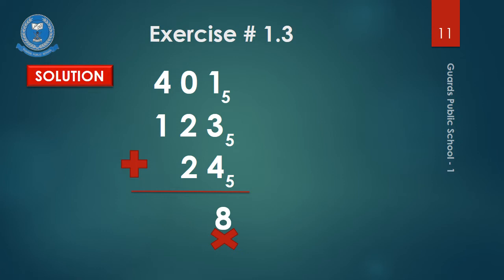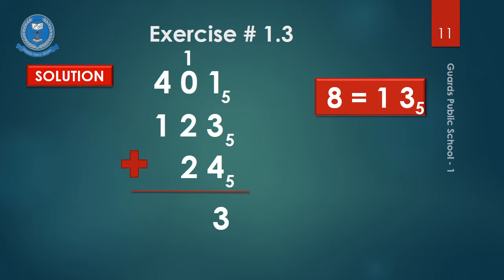Only 0 till 4. Therefore, it is incorrect. We cannot write 8 here. This 8 is equal to what? In base 5, 8 is equal to 1, 3 with base 5. It means write down 3 here and 1 as carry on 0.